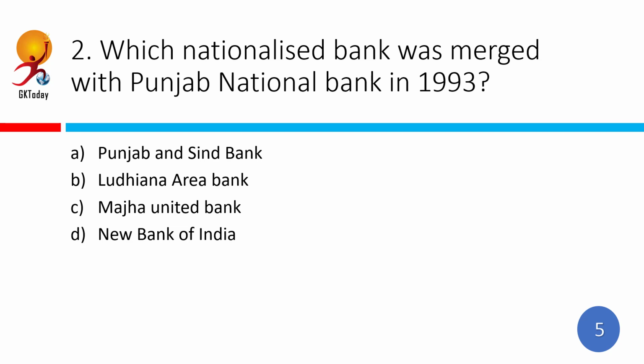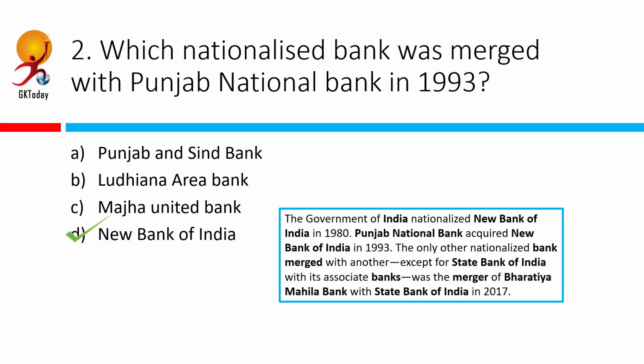Which nationalized bank was merged with Punjab National Bank in 1993? Correct answer is New Bank of India. New Bank of India was merged with Punjab National Bank in 1993. Now, New Bank of India was nationalized in 1980 and later merged in 1993. The only other nationalized bank which merged with another and was not a State Bank associate was Bharatiya Mahila Bank, which was merged with State Bank of India in 2017.